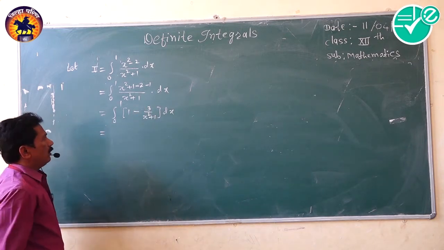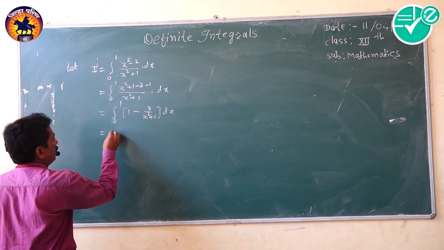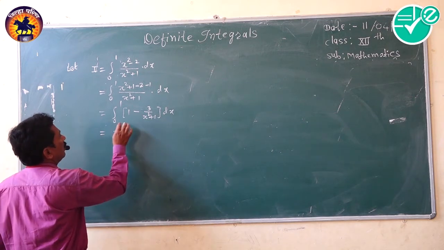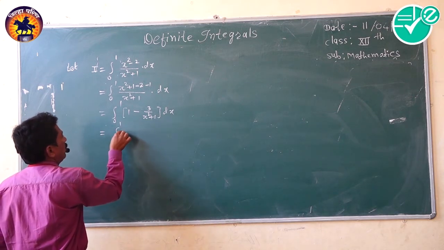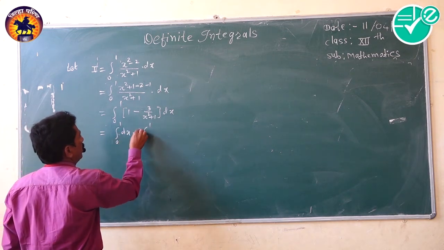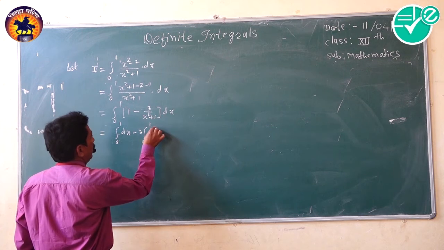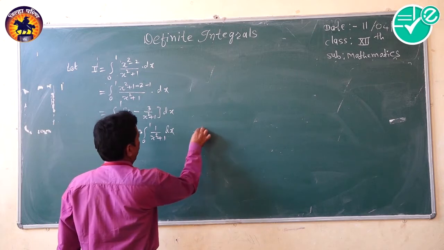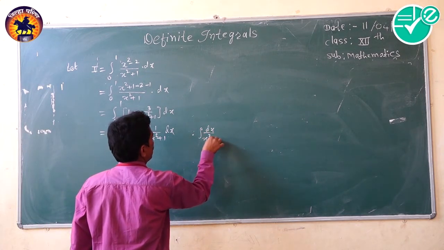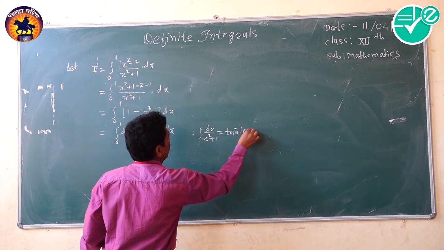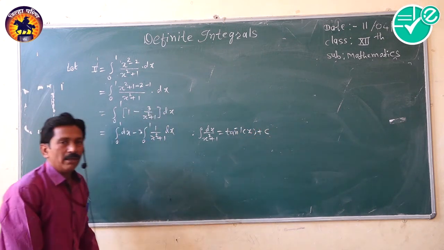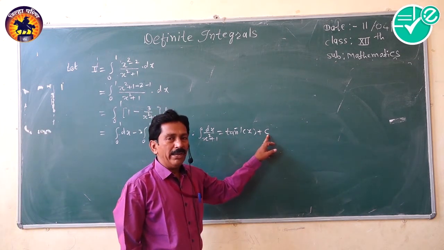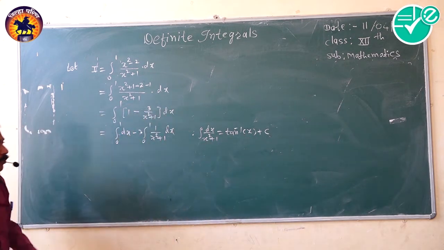This is equal to, now integrating this with respect to x, it is x, or we can write integral from 0 to 1 dx minus integral from 0 to 1, just taking 3 out of the integral, 1 by x square plus 1 dx. Now since the integration of dx upon x square plus 1 is tan inverse x plus c, but this plus c, we give in an indefinite integral, but in a definite integral we need not take this plus c.